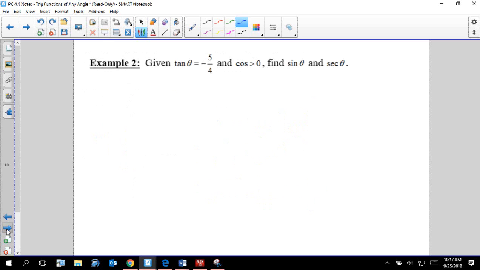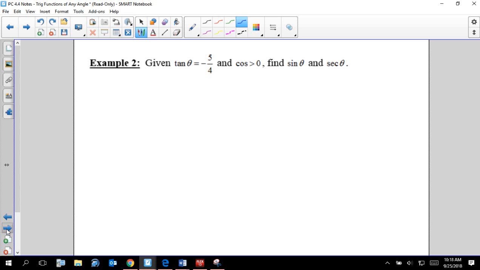Given tangent theta equals -5/4, so this is probably the only thing you haven't done yet this year. Out of the stuff that we're doing in our assignment today, this is probably the only thing that's new. Given tangent theta equals -5/4 and cosine is greater than 0, we have to find sine theta and secant.